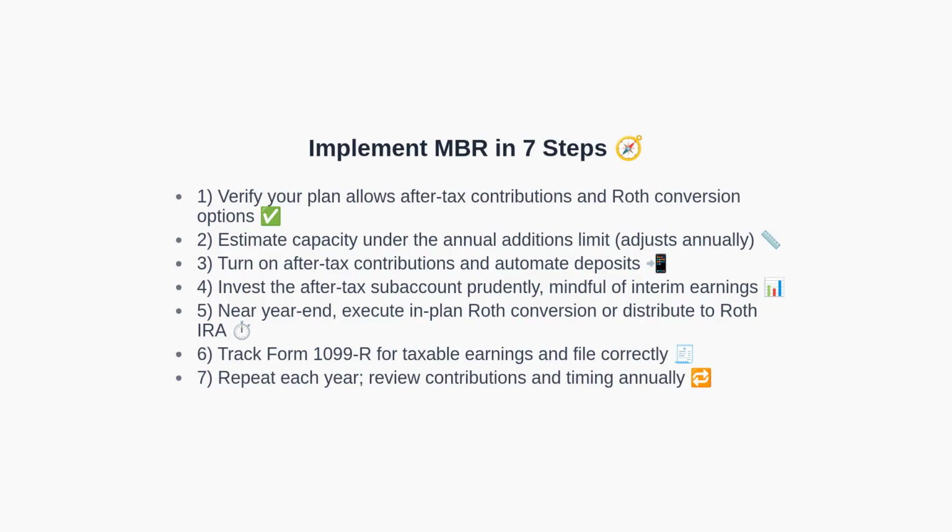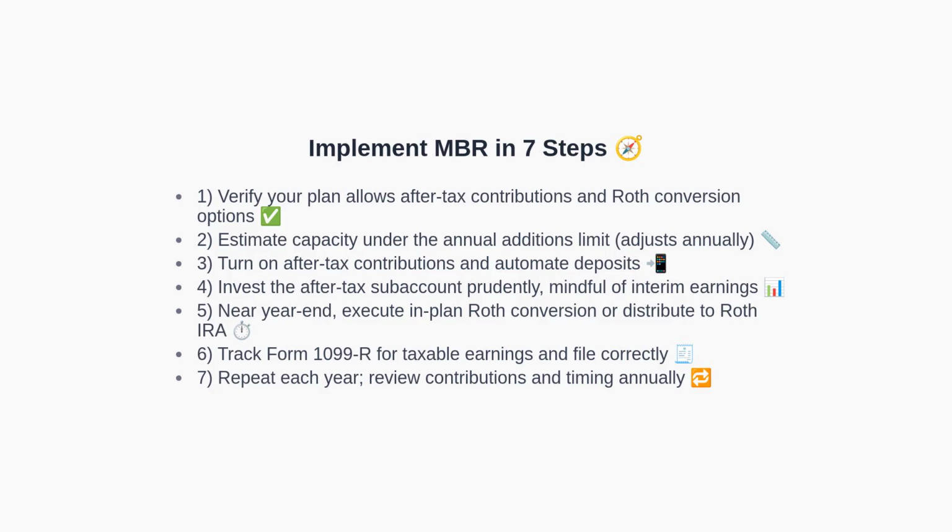Here are the practical steps. First, confirm your plan supports after-tax contributions and either in-plan Roth conversion or distribution to a Roth IRA. Second, estimate how much room you have under the annual additions limit, noting that these limits adjust each year. Third, enable after-tax contributions and automate deposits. Fourth, invest the after-tax subaccount appropriately, but remember that pre-conversion earnings will be taxable.